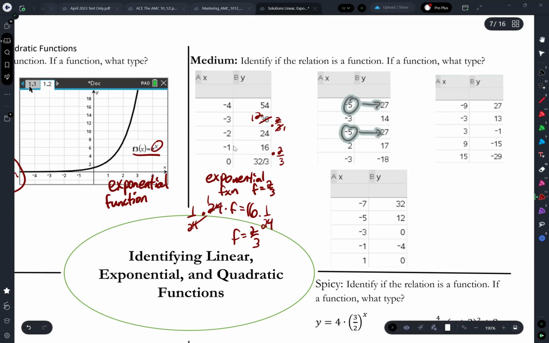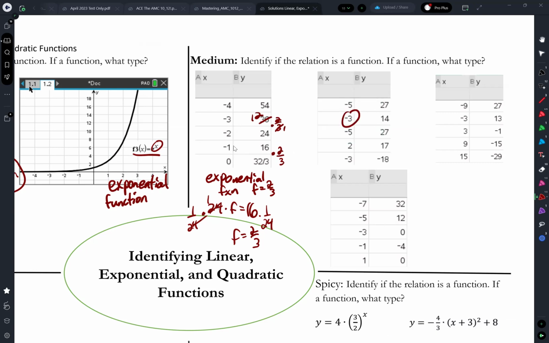The -5 is actually still mapping to the same value, so that's okay. But -3 mapping to 14 and -3 mapping to -18, that means one input is mapping to two outputs. This is not a function. So every function, each input maps to one and only one output. As soon as I have that one input mapping to two outputs, not a function.